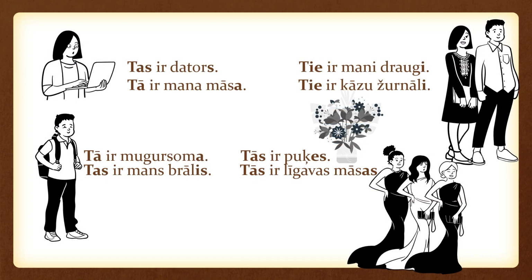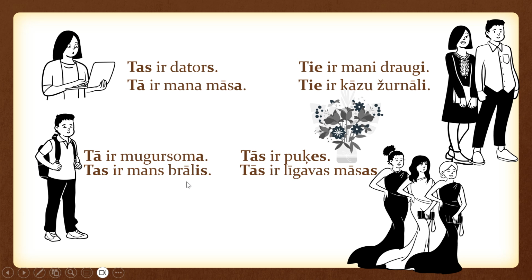For example, tas ir dators, un tā ir mana māsa. Because māsa is a feminine noun, I use tā; dators is a masculine noun, and I use tas. Tie ir mani draugi, un tie ir kāzu žurnāli. Tie, because of draugi, friends, and wedding magazines in her hands.